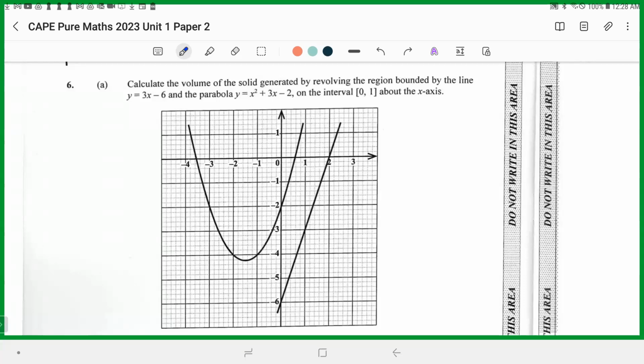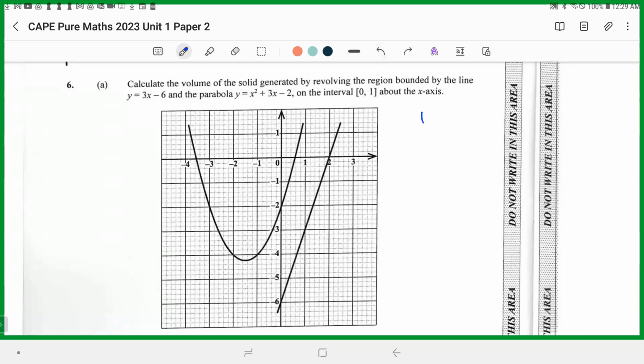Number 6. It says calculate the volume of the solid generated by revolving the region bounded by the line y equals 3x minus 6. That's this line. And the parabola y equals x squared plus 3x minus 2. That's this curve right here. In the interval, not -2, 0 and 1. That's what it means, right? This means between 0 and 1. About the x-axis.